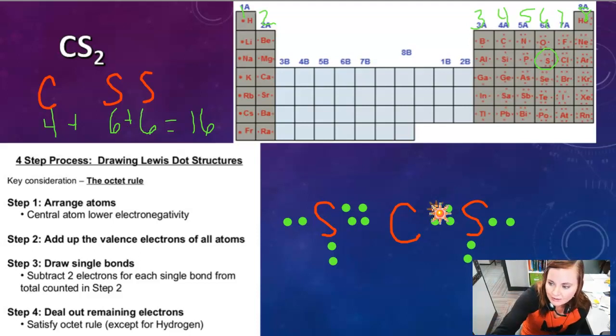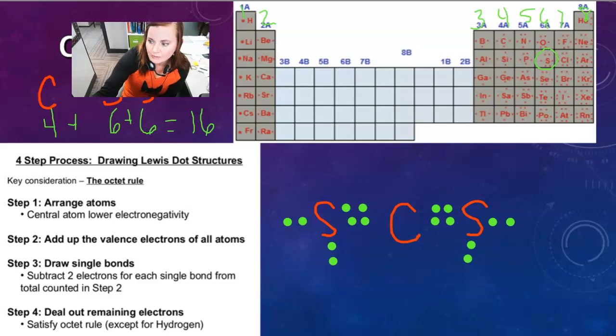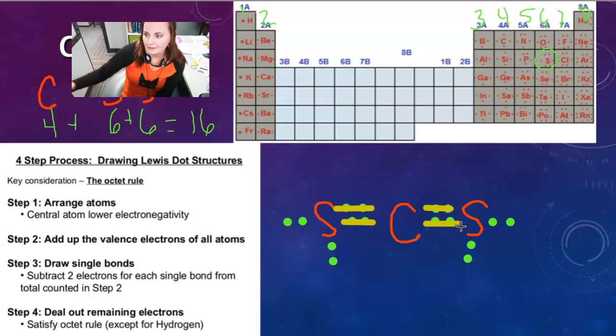Notice now that there are 2 sets of 2 between the carbon and the sulfur. Each 2 represents a single bond, so 2 sets of 2 represents a double bond. So how you would draw this is you would draw a double bond here and a double bond there. 2 lines.